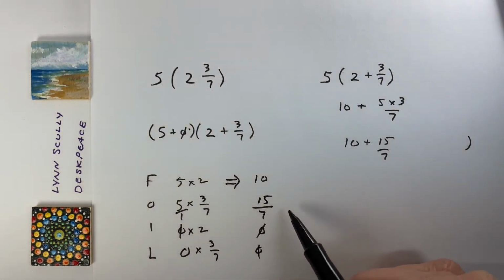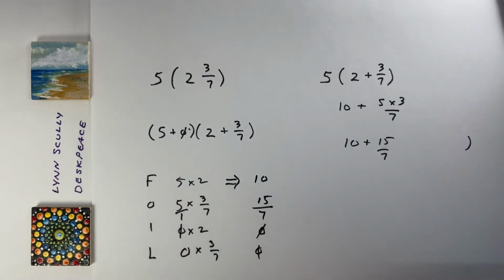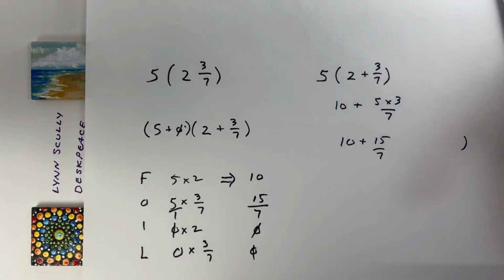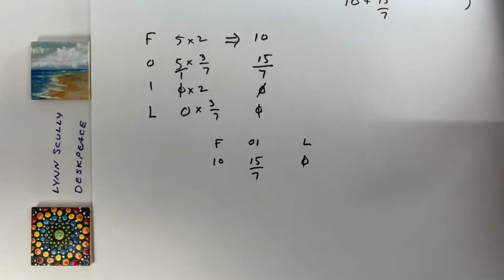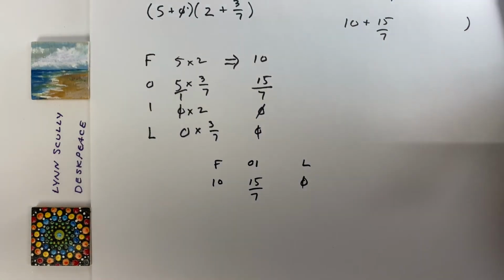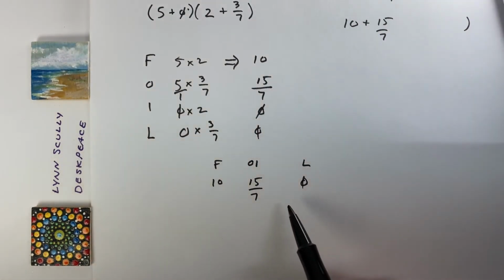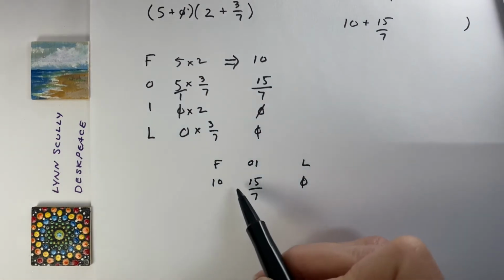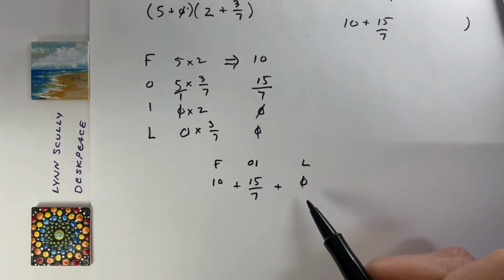So all I really have here is, I always do it every time, my first is 10. My OI, 15/7 plus 0, is simply 15/7. And my last is 0. And I think you couldn't see what I just did there, so I'm going to move it up for you. Okay, so now I have to add my 10 plus 15/7 plus 0.